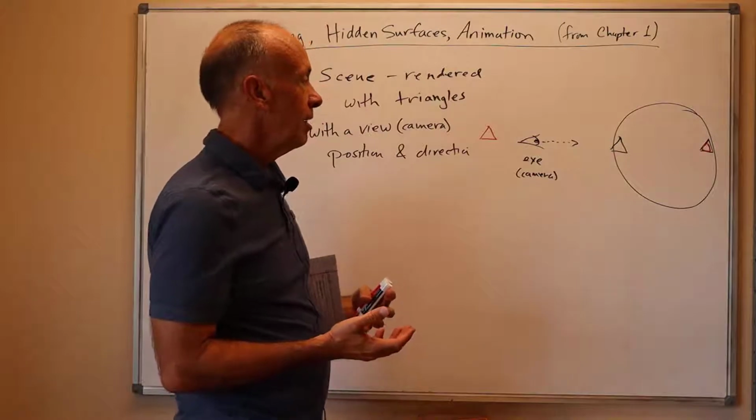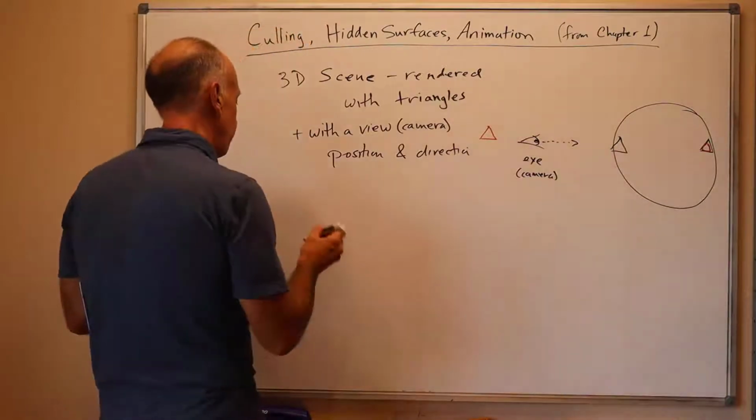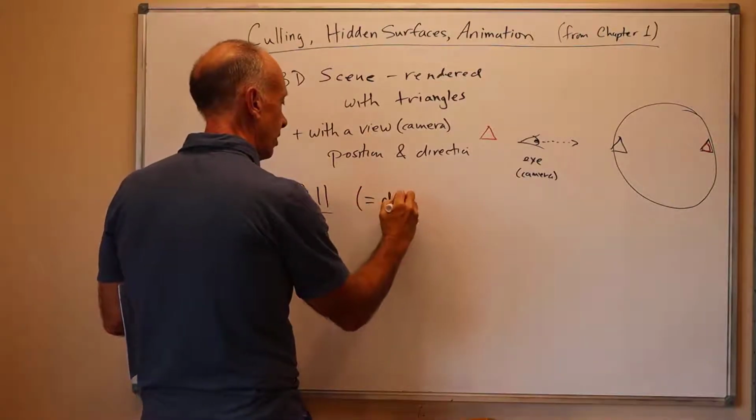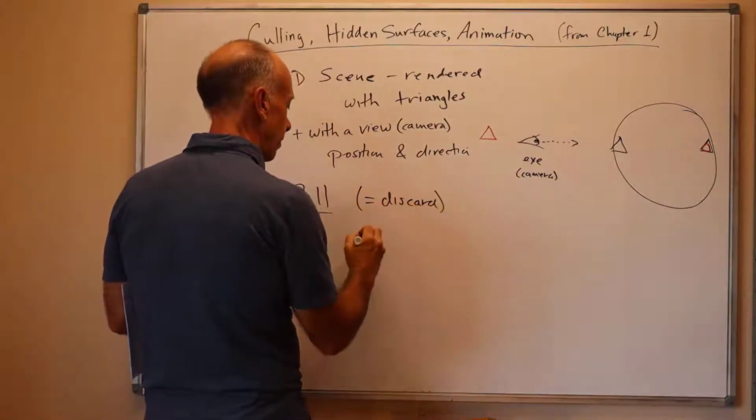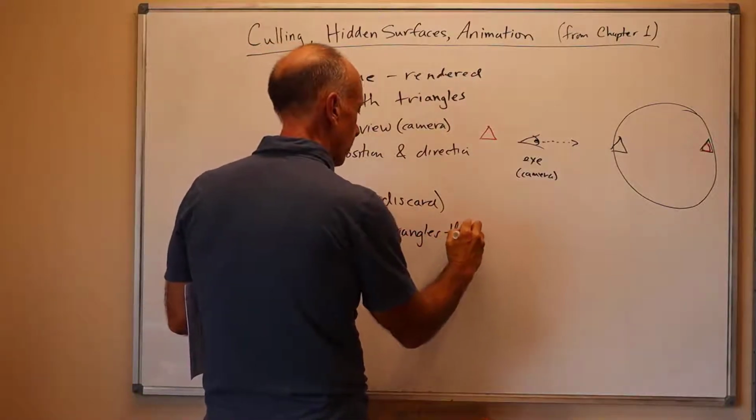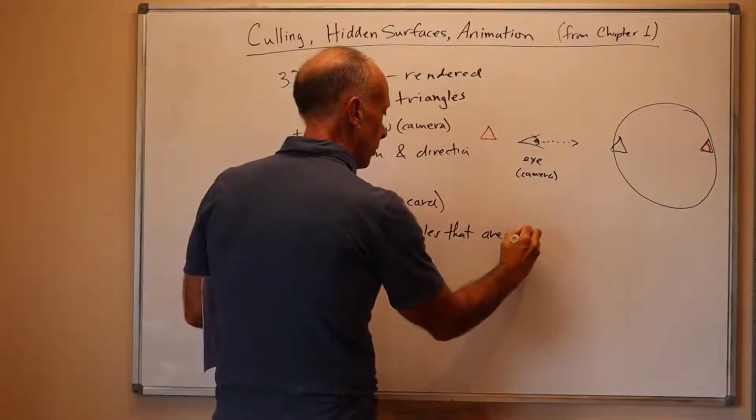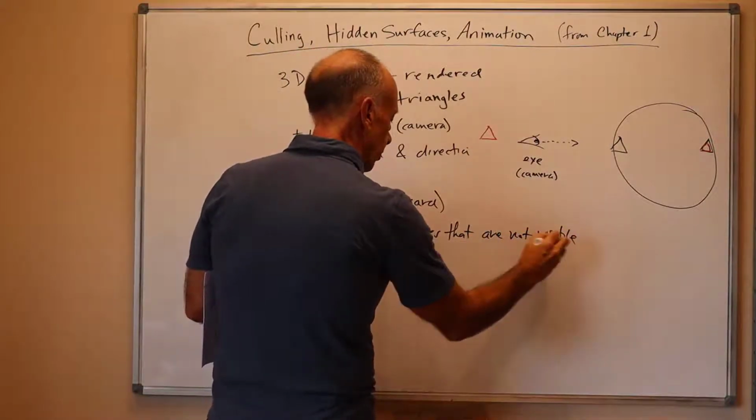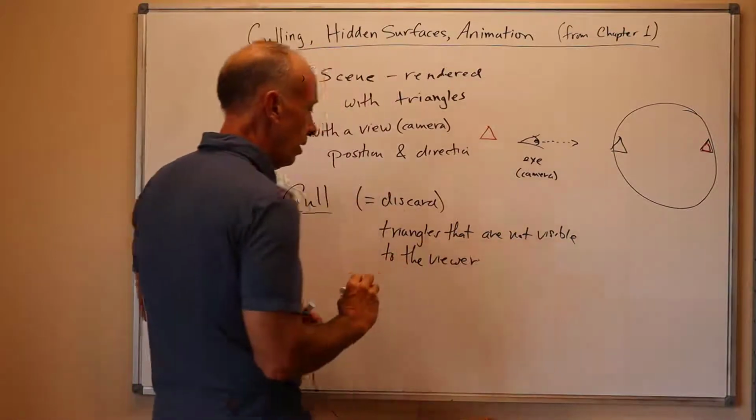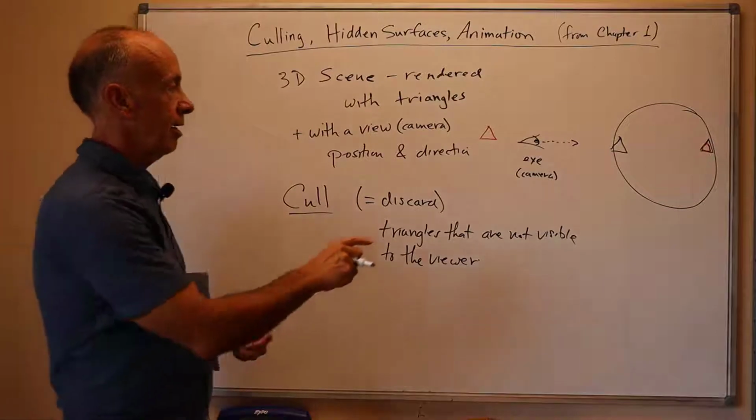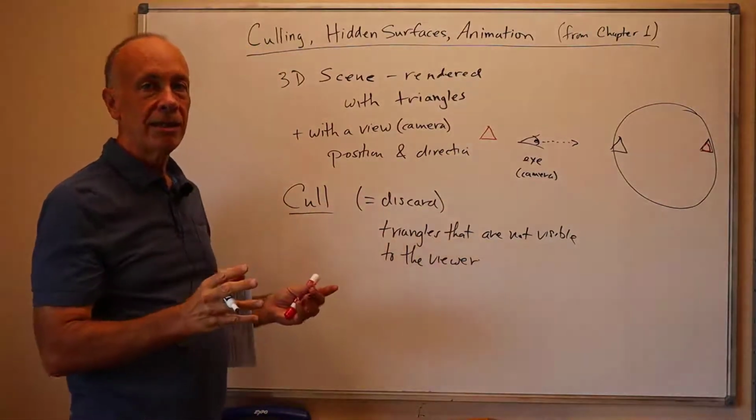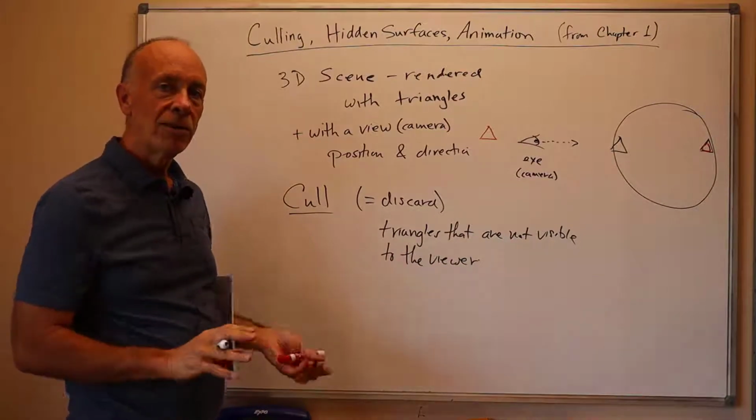And we could just say here that we can cull, and cull means the same thing as discard, triangles that are not visible to the viewer. And so some of them get automatically culled, like the ones that are behind the viewer in the opposite direction that the viewer is looking, automatically get culled by OpenGL. It's taken care of for you. You don't have to do that.